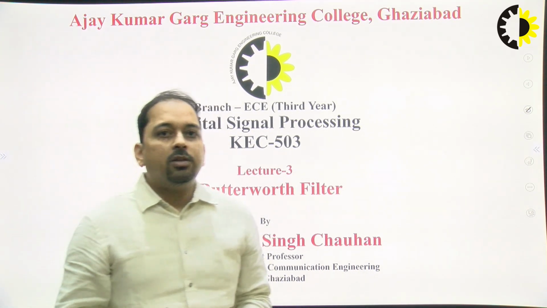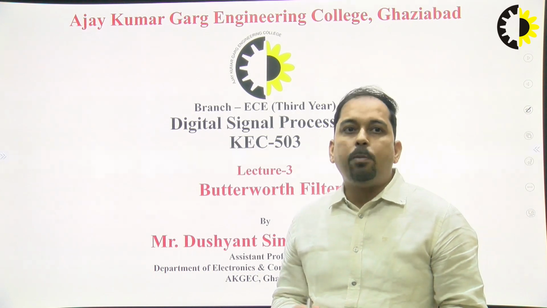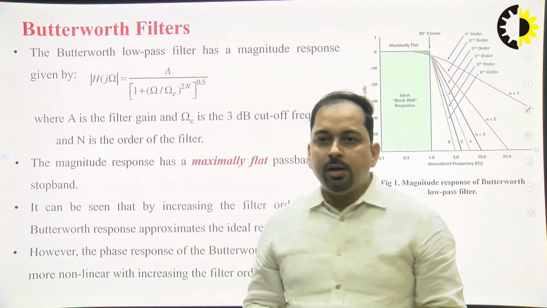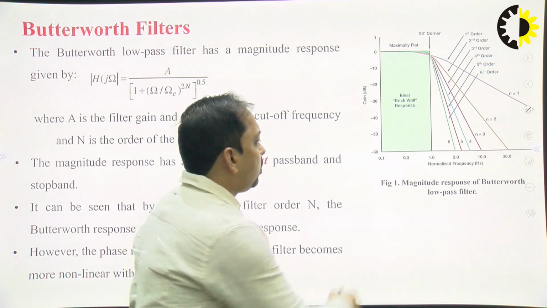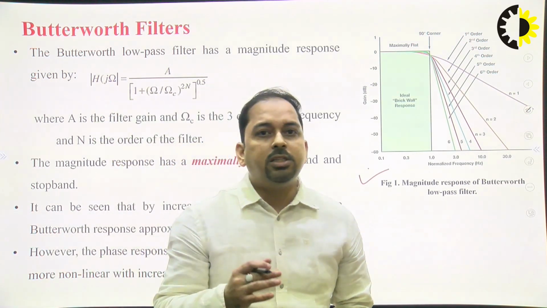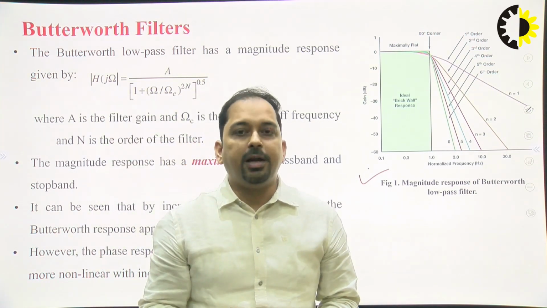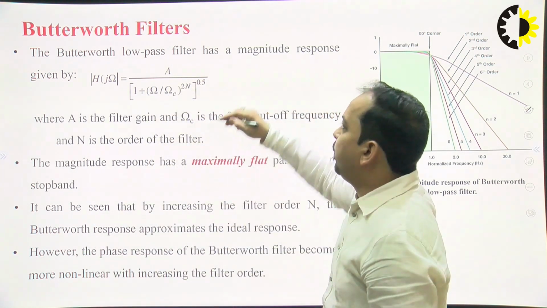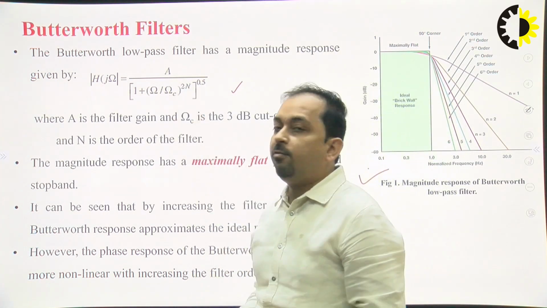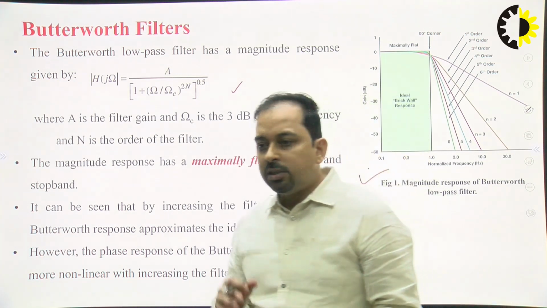In this lecture, we will see how we can design our prototype Butterworth low pass filter. First of all, we'll start with an introduction to this type of filter. We have the frequency response here. In this frequency response, we can observe that this filter is maximally flat in the pass band as well as in the stop band. The frequency response is given by H of j omega. It is the magnitude response, which is A divided by 1 plus omega by omega c raised to the power 2n, whole raised to the power 1 by 2. So this is the magnitude response.